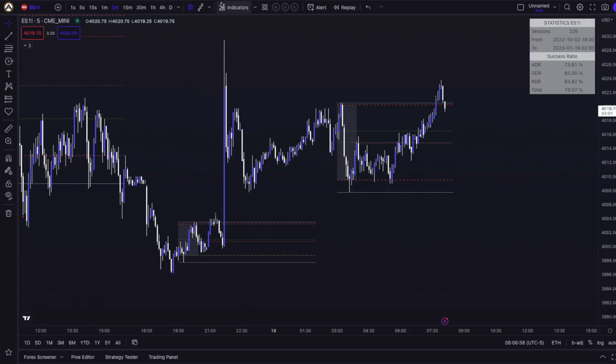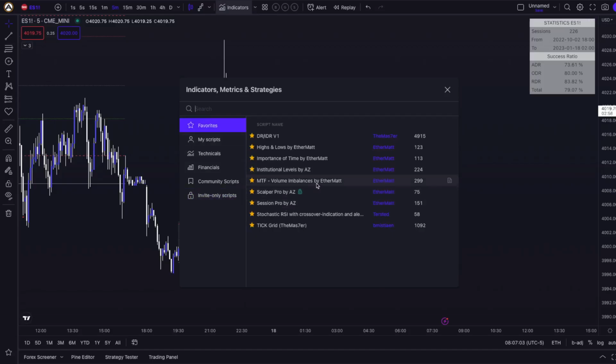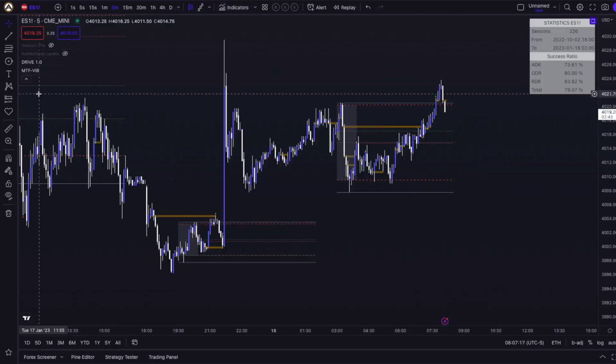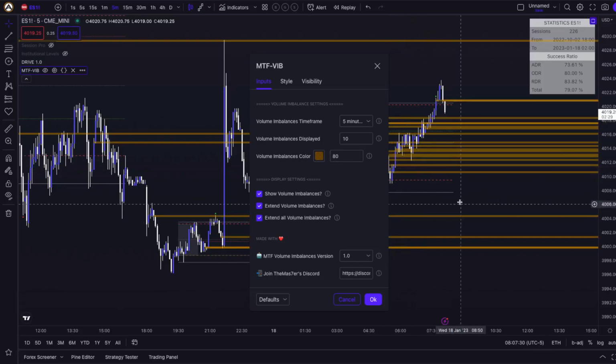I am also going to be using the multi-time frame volume imbalance indicator that I created a little while ago. There's also a video on YouTube about how you can use it for free. If you have any questions, make sure to send them into the chat here on Discord so I can answer them. We're going to set the indicator up to see all the extended volume imbalances right now.